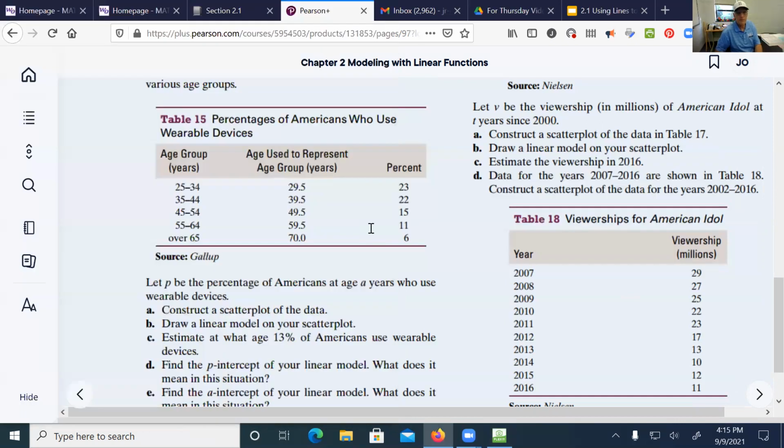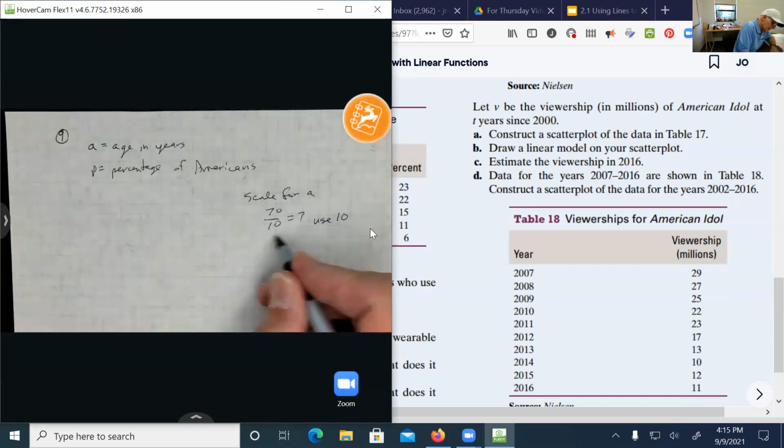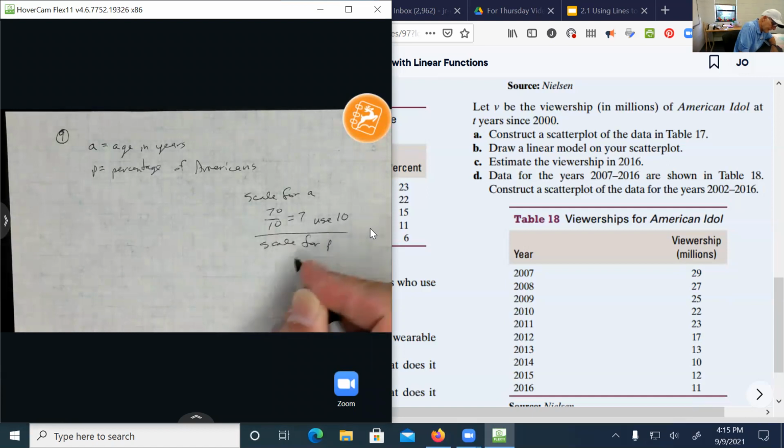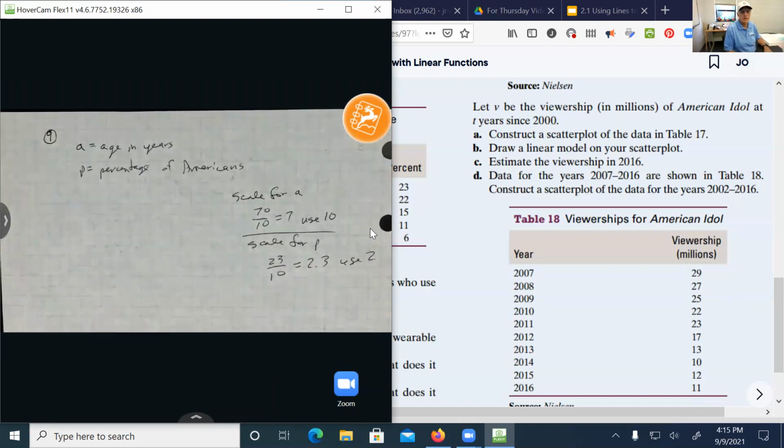Now the scale for P. The highest percentage is 23. 23 divided by 10 is 2.3. I'm going to use 2. Each square vertically is going to be 2. So let's set up our axes.